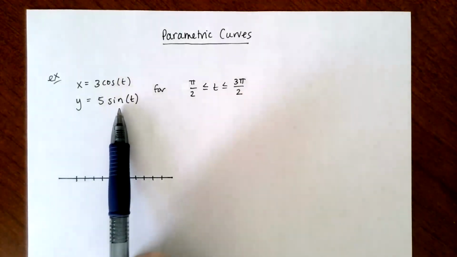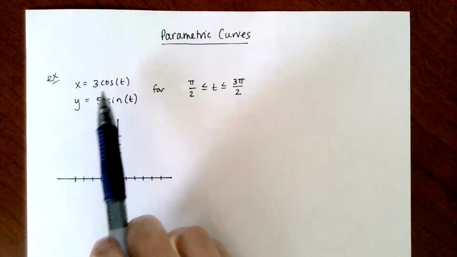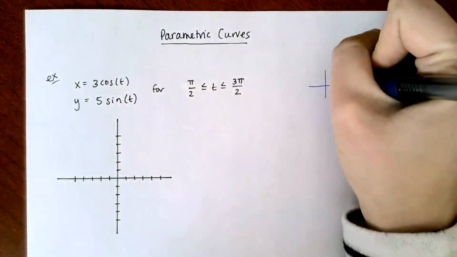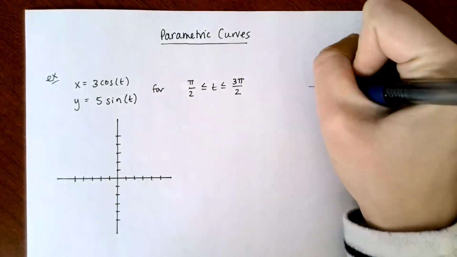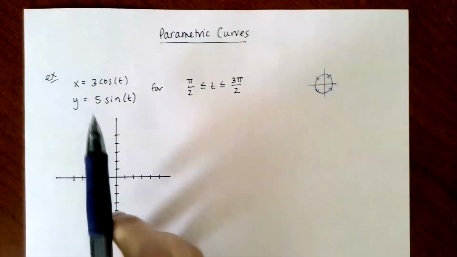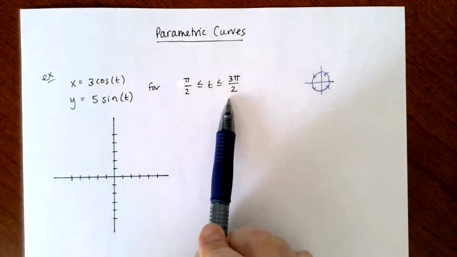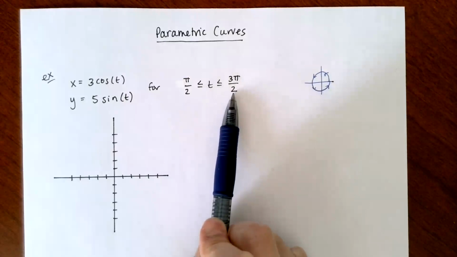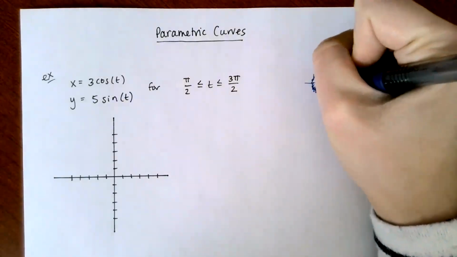Okay, so for this first example, you'll notice that x is attached to a cosine, y is attached to a sine. So we're going to lean on our existing knowledge of the unit circle. We know that if it was just cosine and just sine here, we would be sketching out the unit circle in this order, around and around and around. Looking at the ranges on t, this is an imposed restriction on the values of t. So we're only using pi over 2 to 3 pi over 2. That would be from right here all the way down to right here.